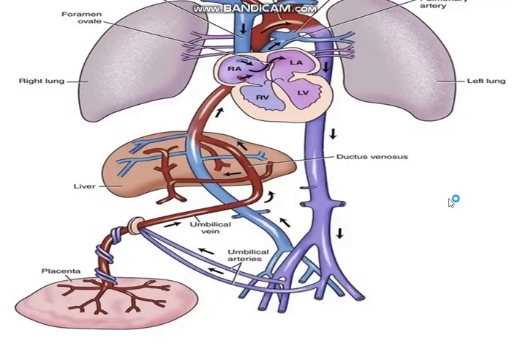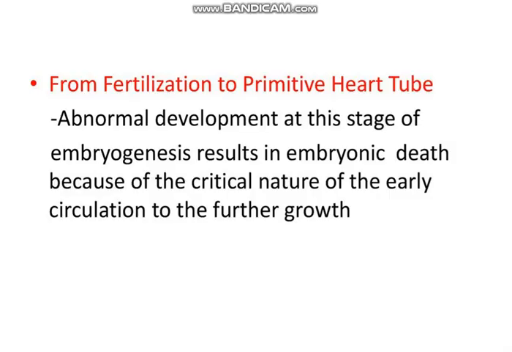The fetal circulation. From fertilization to primitive heart, abnormal development at this stage in embryogenesis results in embryonic death because of the critical nature of early circulation for future growth.